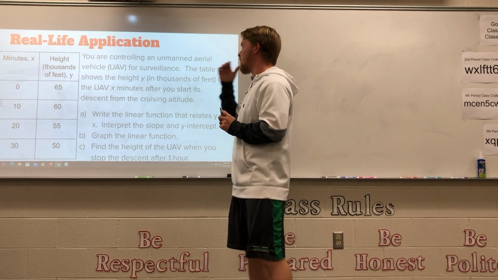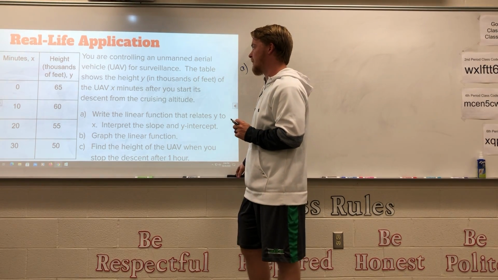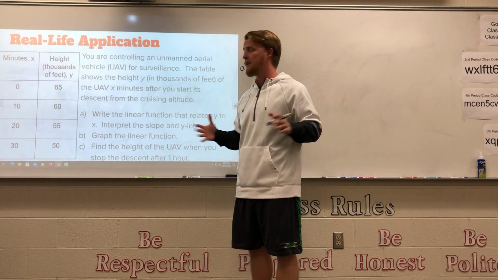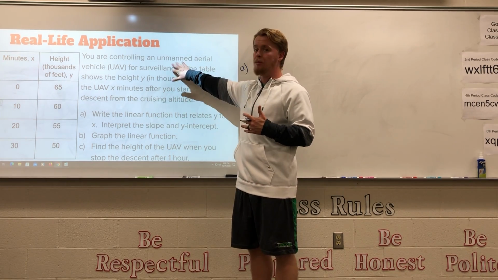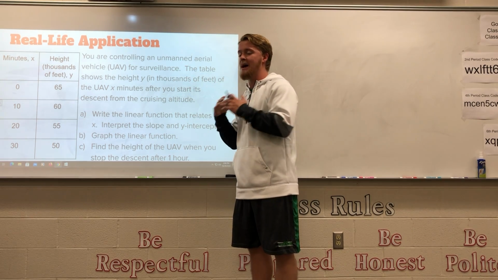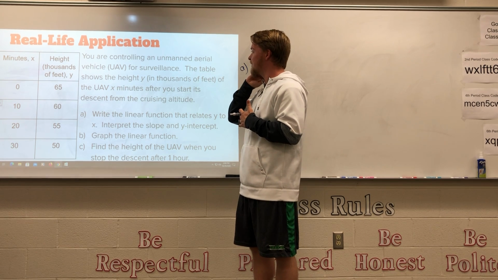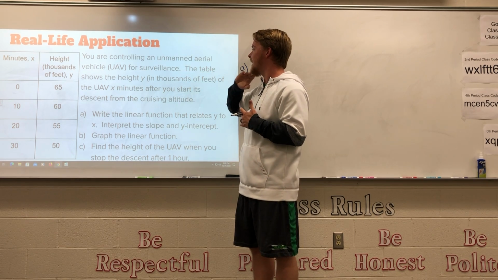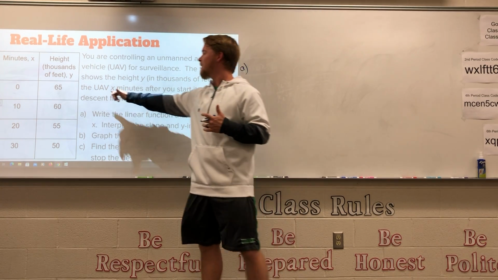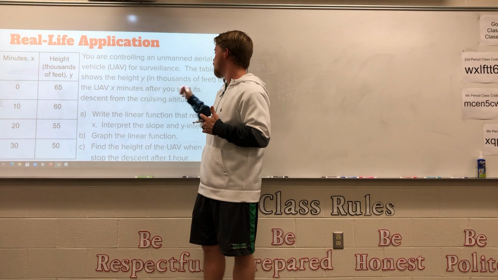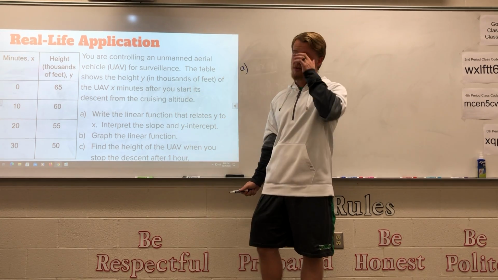So, it says you're controlling an unmanned aerial vehicle, UAV, for surveillance. Again, there's a lot of big words in that first sentence. A lot of it you might not even know what it means. That's fine, because that's actually not even important to the actual math of the problem. It's just setting up the scene for you. So you're controlling a UAV for surveillance. The table shows the height, y, in thousands of feet, of the UAV x minutes after you start its descent from cruising altitude.